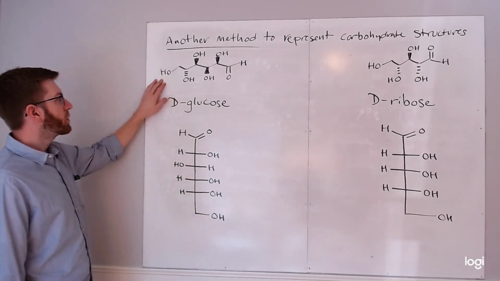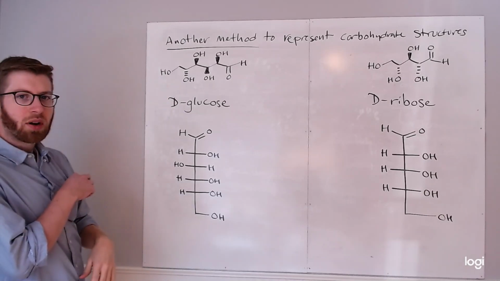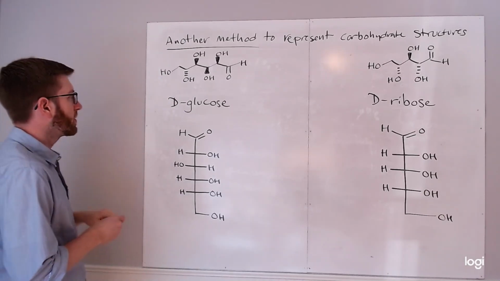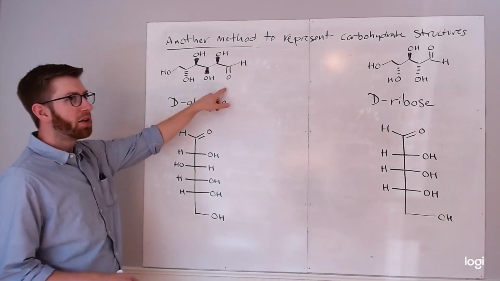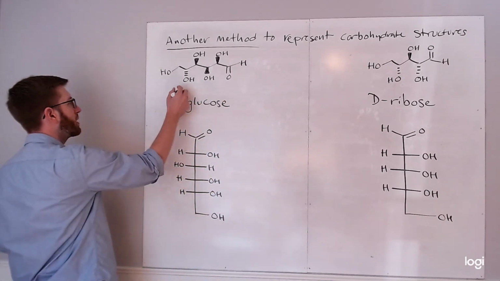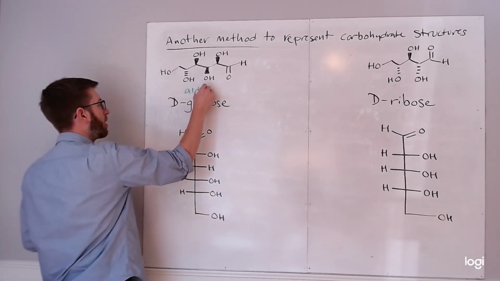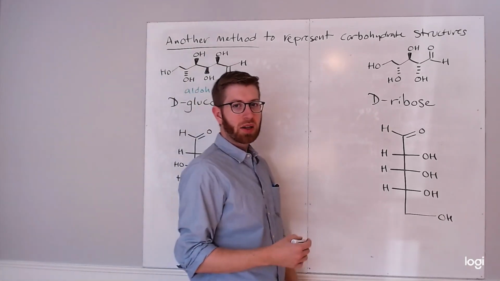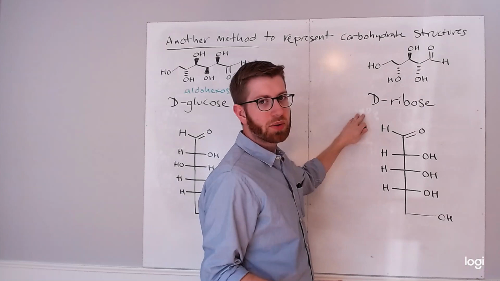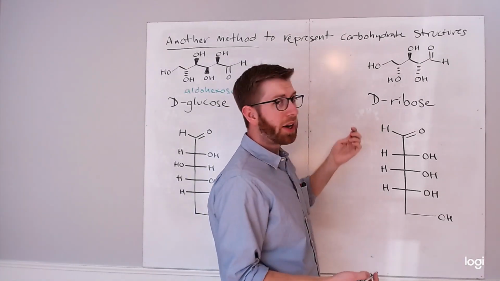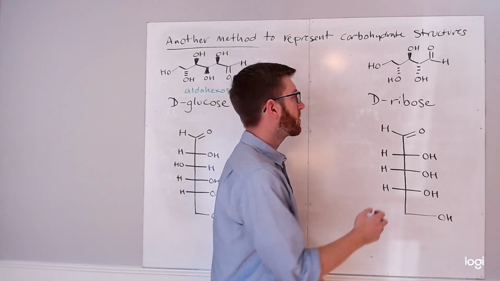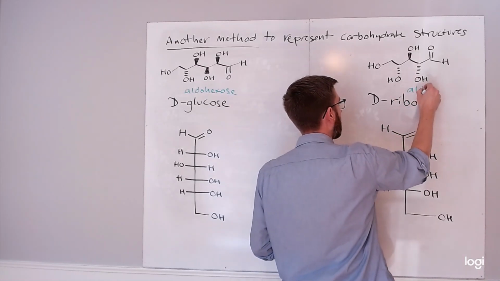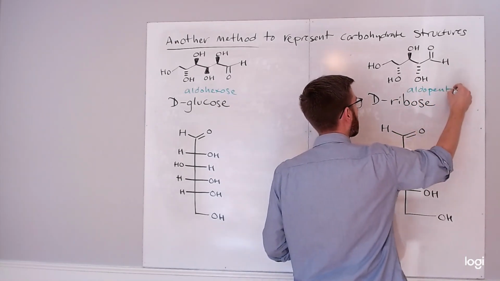Analyzing D-glucose, we can see that there are 6 different carbons. So this is some kind of a hexose, and then we have an aldehyde group present. So glucose must be an aldohexose. Playing the same game, we're using the same rules. For ribose, we see that this has 5 carbons and is also an aldehyde, so this would be an aldopentose.